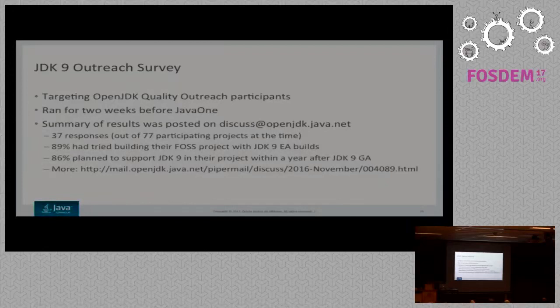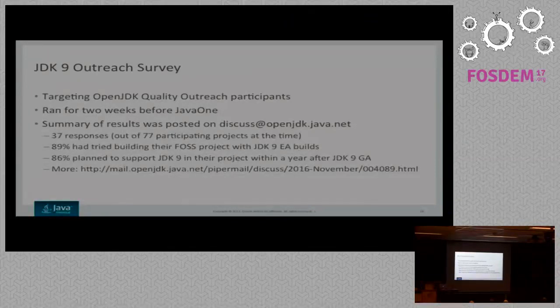Now, the other data point to look forward to is that one thing is to try to extract random data off the internet. The other is to just ask people directly. So in this outreach effort, we have this project participating. So what we did, about 2 years before Java 9, this autumn, was to do a short survey and just ask the participating projects if they're testing at all, how far along they are, what their success is. And so we had about half of the projects that participate in Quality Outreach come back to us and fill out a survey.